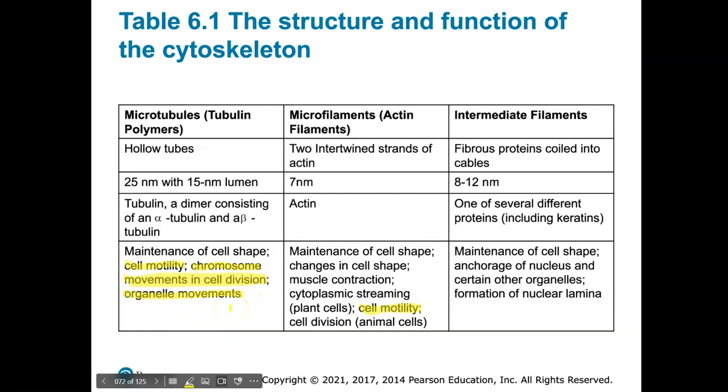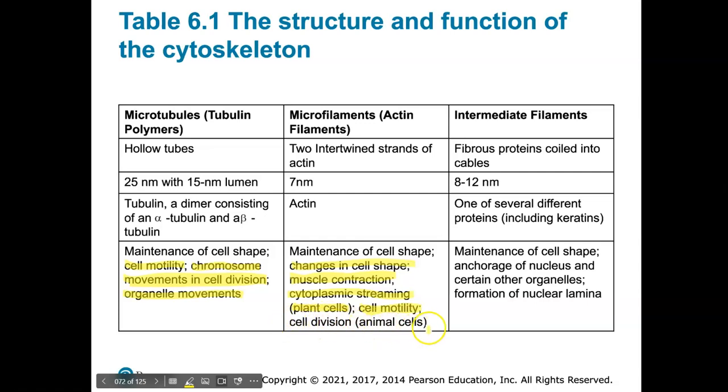The actin microfilaments function in changes in the cell shape. They function in muscle contraction. They function in a phenomenon called cytoplasmic streaming that you see in plant cells. I think there is a video in this slideshow that shows you the cytoplasm just flowing, streaming along inside the plant cells. And actin filaments also play a role in cell division in animal cells, not in the movement of the chromosomes, but in the splitting of the cells.